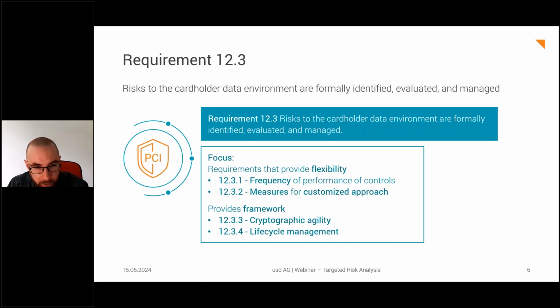The other part here is that the requirement provides you a framework for cryptographic agility and for lifecycle management. So for ensuring that the cryptographic algorithms, protocols, and so on that you use are supporting you also in the future, and that the assets that you use, software, hardware, will be receiving security patches in the future. Those are basically the other 2 sub-requirements, 12.3.3 and 12.3.4.